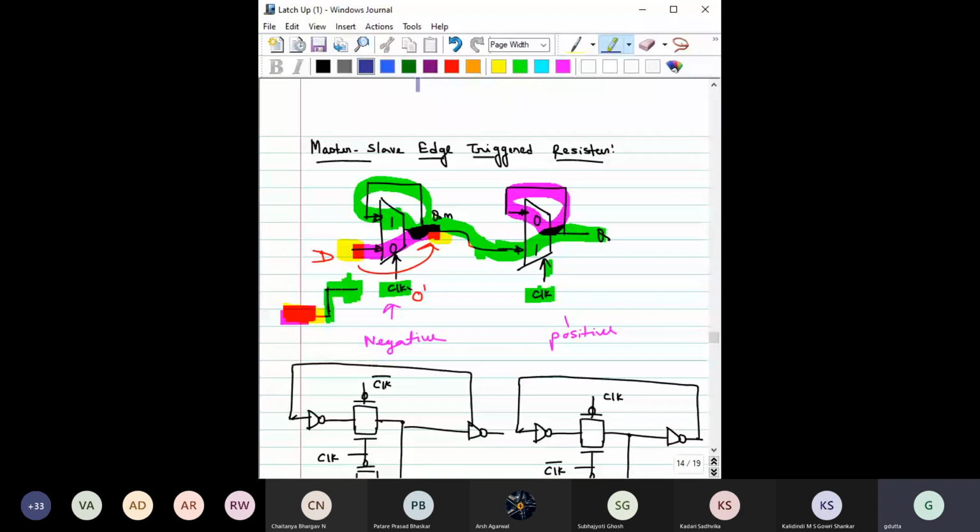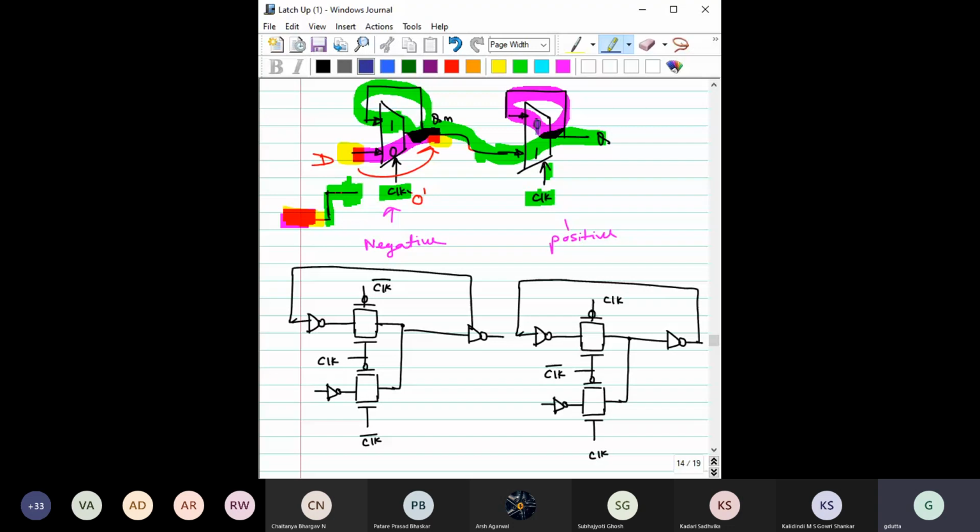What about implementation? This is a gate level implementation, right? What about the transistor level implementation? You know, you can make this negative latch, you can make this positive latch. So if you can do that, then what is the issue?